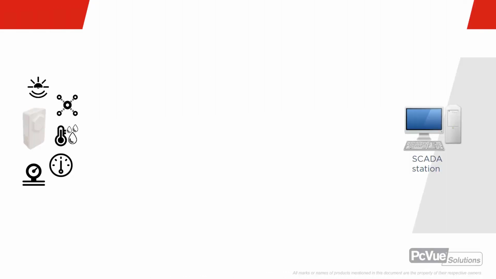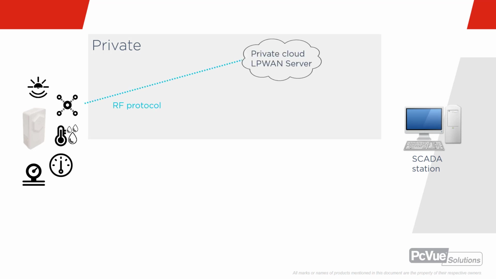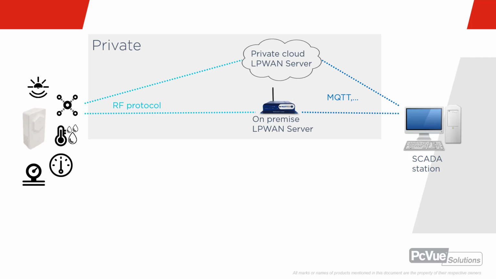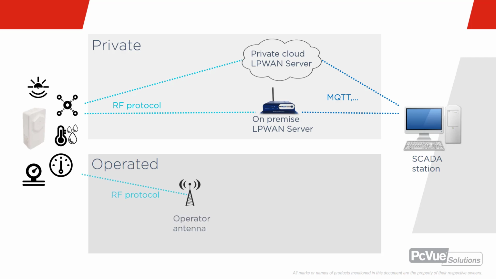Specific networks called LPWAN are used. It's important to note that there are two types of networks. The first is the private network. There are no subscription fees, and in this case, messages are sent to the LPWAN server. The server can be in a cloud or in a gateway on-premise. The second type is an operator network. In this case, the LPWAN server is in a cloud and is operated by the operator, which requires subscription fees.